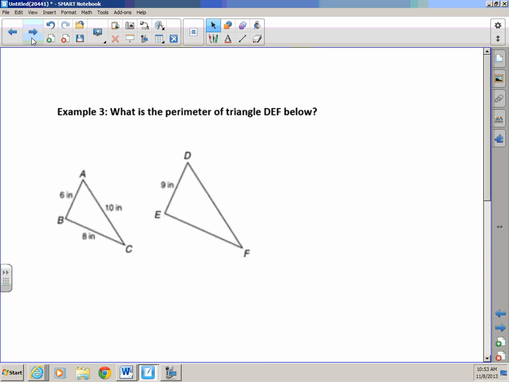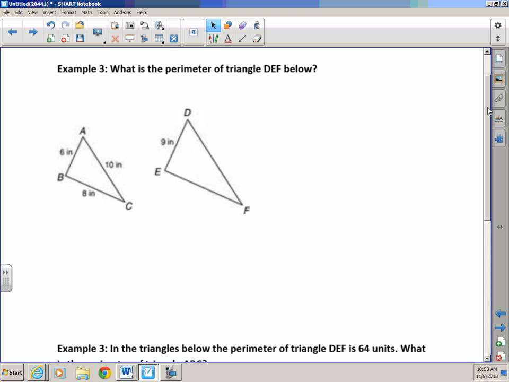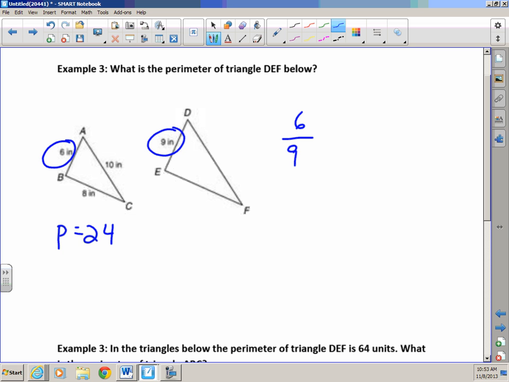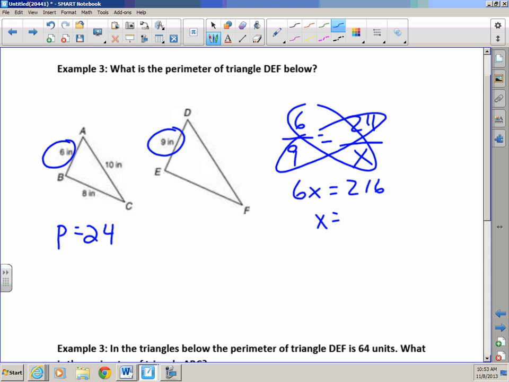Let's go to the next example. I have two triangles, and I want to know the perimeter of triangle DEF. Well, the first thing I want to know is what's the perimeter of triangle ABC? I add up the 3 sides and get 24. Now, the simplest way is I can set up a proportion. 6 is to 9 as 24 is to x. Cross multiply. 6x equals 216. And I get x is 36 inches.